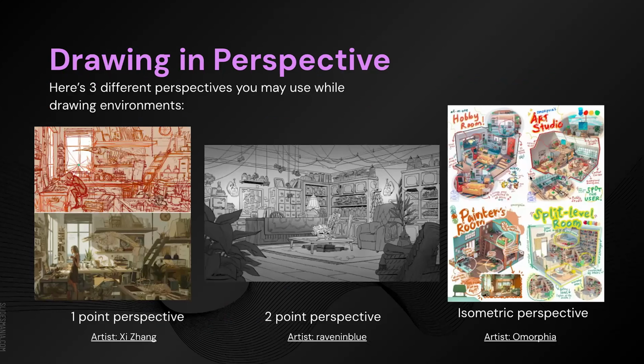So, drawing in perspective. Here we have 3 different perspectives that are pretty common in environment art. We have 1-point perspective, with just a single vanishing point. I'm sure a lot of you who have taken drawing classes are familiar with that, and 2-point perspective, where there are 2 vanishing points on the horizon, and then also isometric perspective, which is very common when drawing rooms. Yep. 3D stuff. 3D and rooms. Video game art!